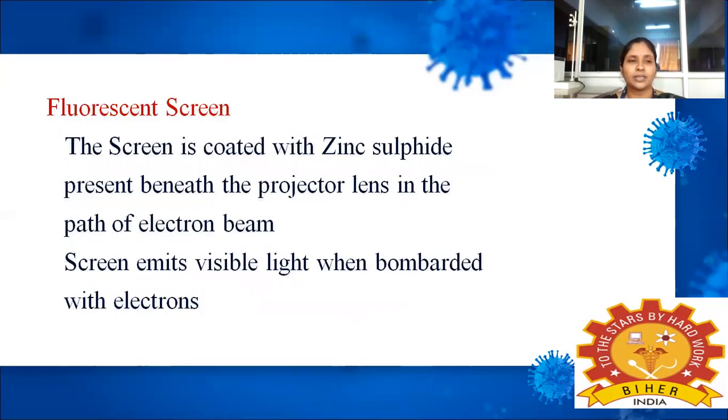Next, the last one, is the fluorescent screen. The fluorescent screen is coated with zinc sulfide and is present beneath the projector lens in the path of the electron beam. The screen emits visible light when it is bombarded with electrons.